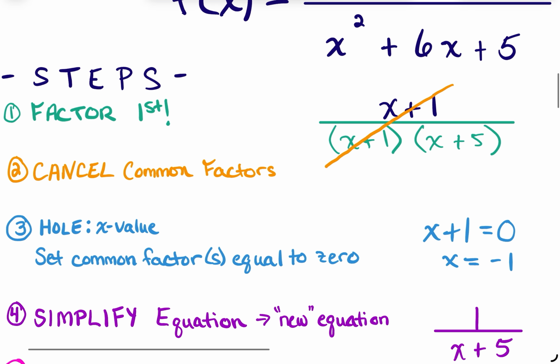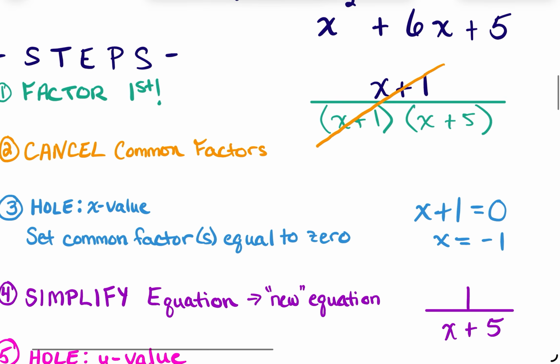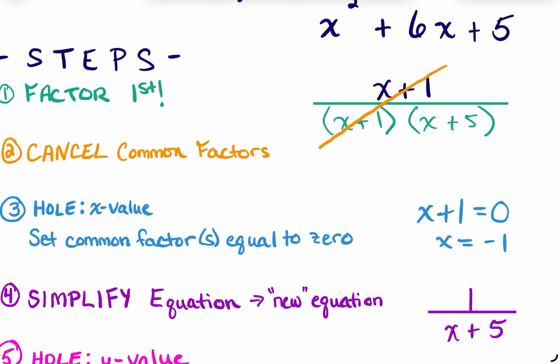Now the next step is I'm going to simplify my equation. But what happened to the y value of my hole? We're going to get there. Just hang in there. So we simplify. Now, if you notice right here, we come down to here. Our numerator has canceled. We don't have anything up there. So we're going to put a 1 there. When something cancels out, we just put a 1.